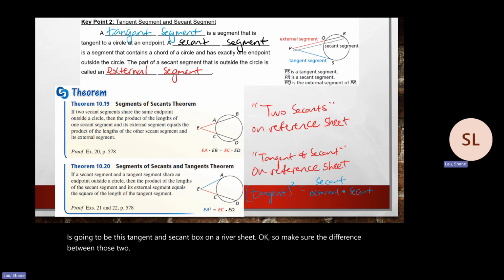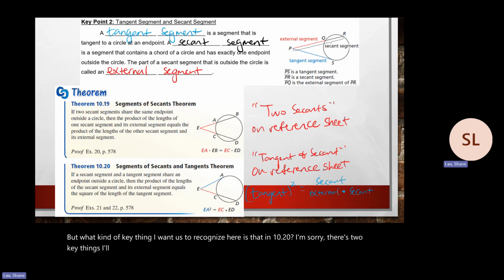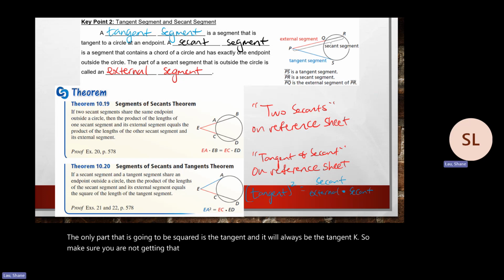One key thing I want us to recognize is that there are two key things. I'll go with 10.20 first. In 10.20, the only part that is going to be squared is the tangent, and it will always be the tangent. Make sure you are not getting that confused. Tangent is always the one that is squared.